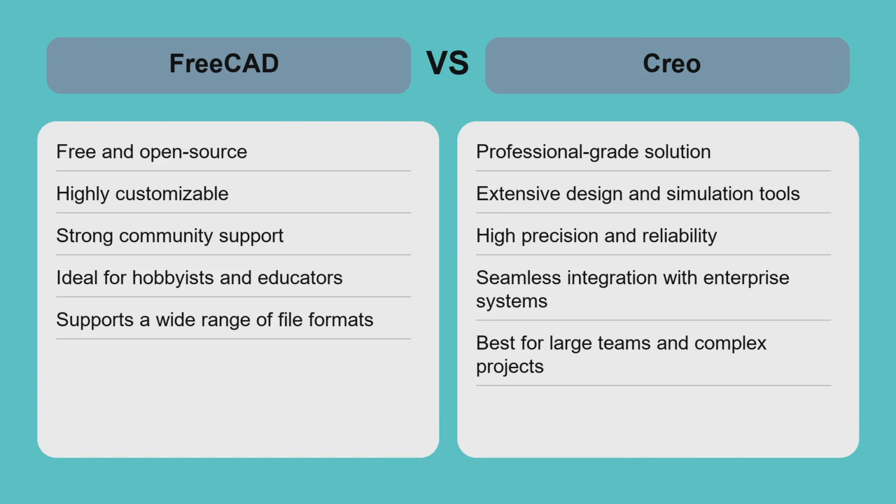For example, a startup prototyping a new product might choose FreeCAD to reduce costs and maintain agility, while an aerospace manufacturer would rely on Creo for precision engineering and regulatory compliance. Ultimately, the choice depends on scale, budget, and project complexity.